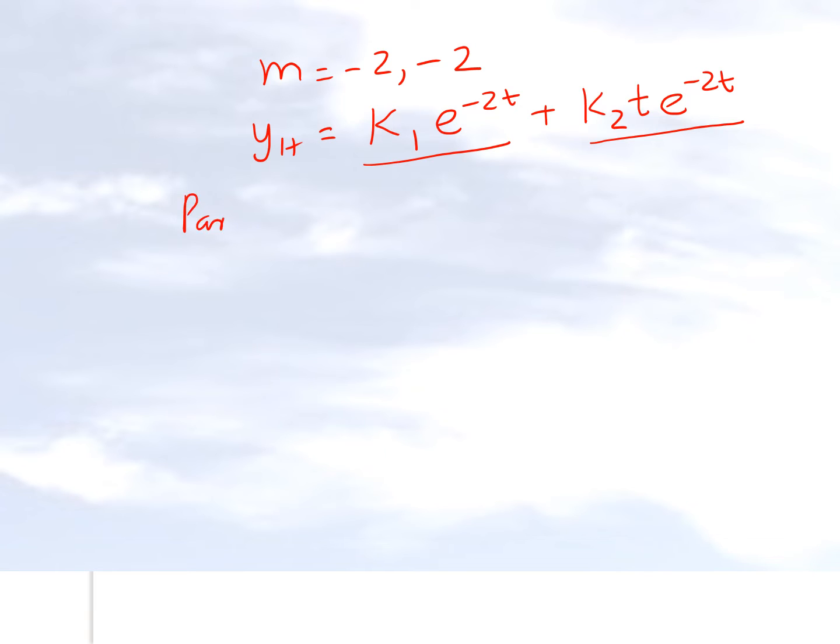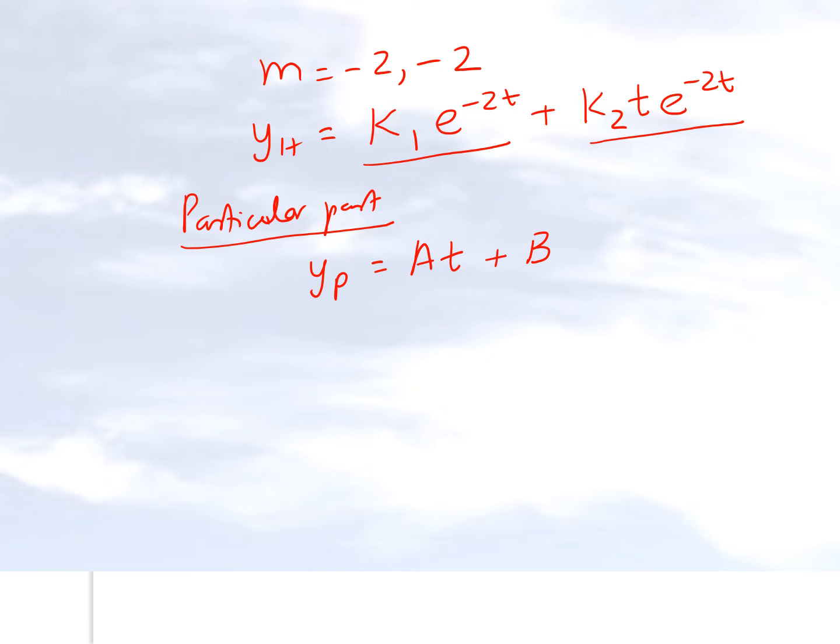Let's concentrate on the particular part. The particular part of the solution will look like the form of the right hand side and all its possible derivatives. In this case, 10t is the forcing function. So the form will be a times t, and then the derivative of a times t is a constant, which we'll write as b. So that is the form of the particular part of the solution.